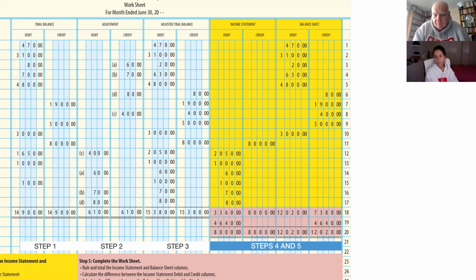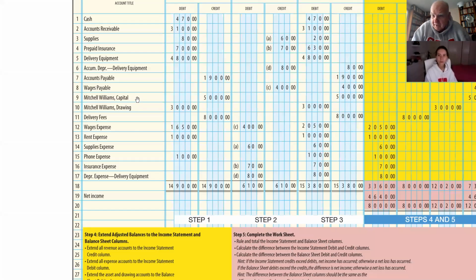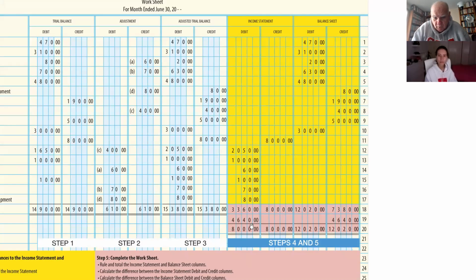All we have to do now is prepare the financial statements on paper. Our income statement, we are just going to copy all these numbers over and turn it into an income statement. And we're going to do the same thing with the balance sheet, except for one number. What number is going to change? The capital, right? The capital is going to change. That 5,000 is going to go up by the net income minus any drawing. Let's take a look.